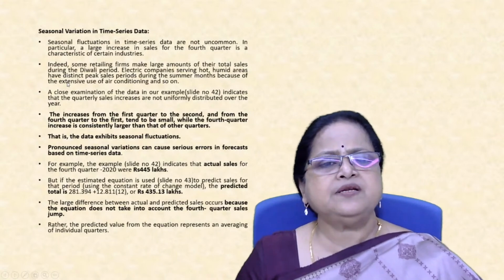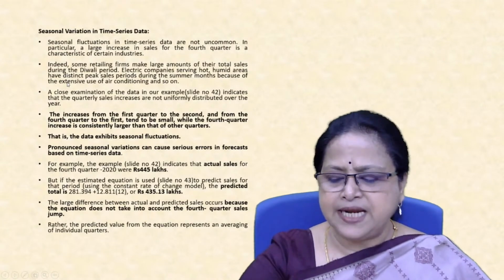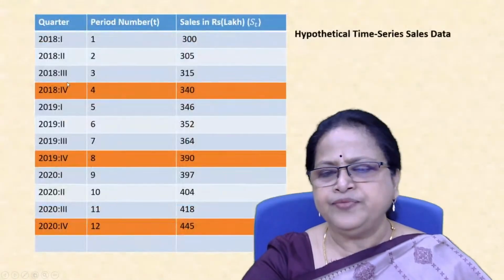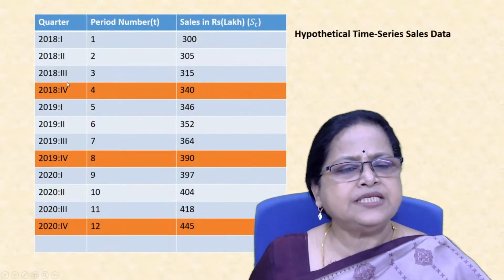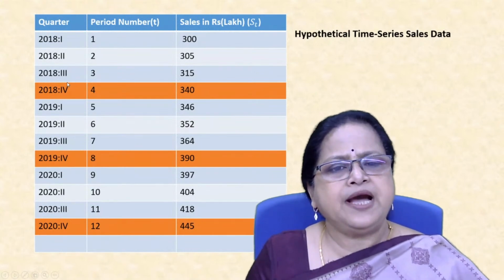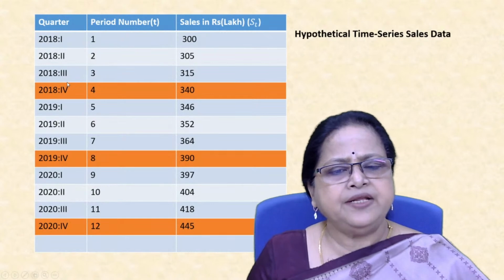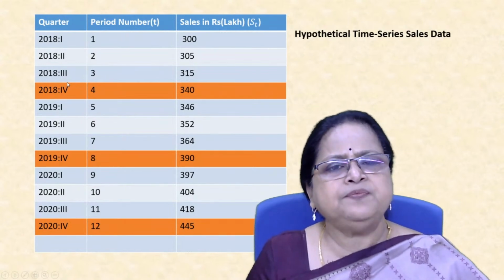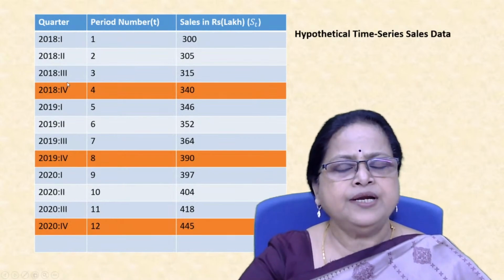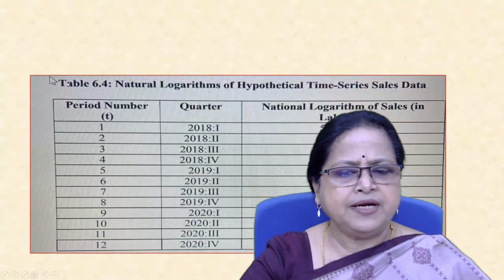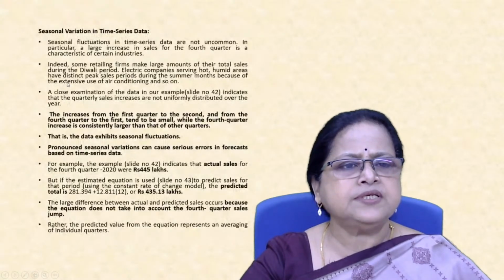A close examination of the data in our example, slide number 42. Look at slide number 42 here. Look at this close examination. Here there is a big fluctuation. Quarter 4 is very high: 340, 390, and 445. But other periods it is very low, low compared to the fourth quarter. Let us come back to our discussion here.